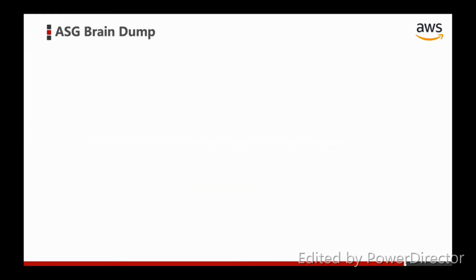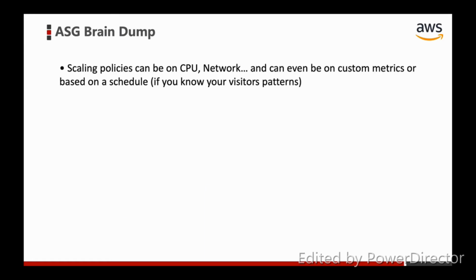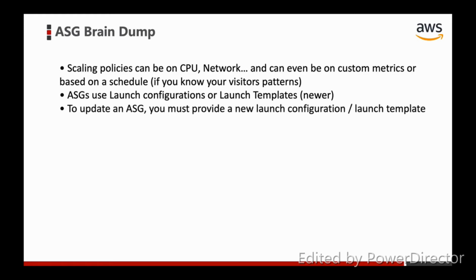So let's look at ASG brain dump. Scaling policy can be on CPU, network, and can even be on custom metrics or based on a schedule, if you know your visitors' patterns. ASG uses launch configuration or launch template. Launch template is the new version of a launch configuration. In real life, we will always use launch template instead of launch configuration because it has more features than the launch configuration. And to update an ASG, you must provide a new launch configuration or launch template.